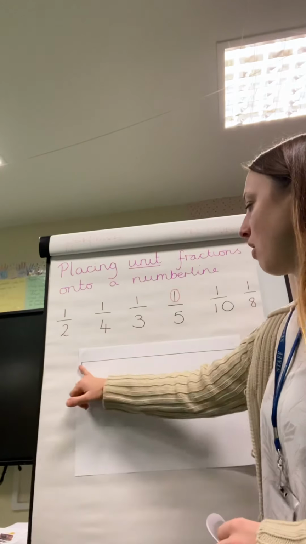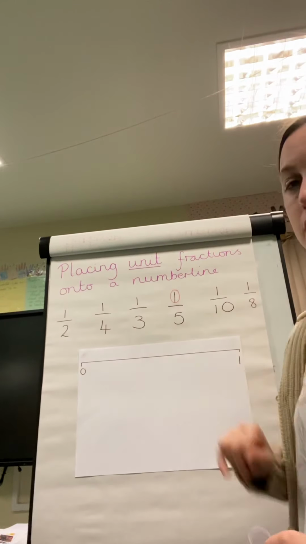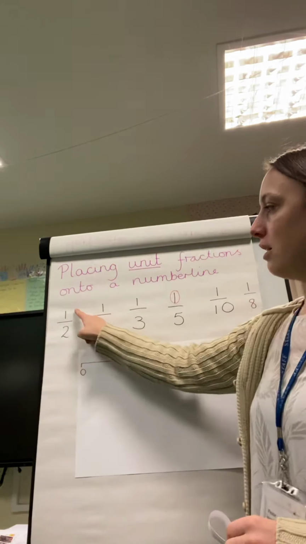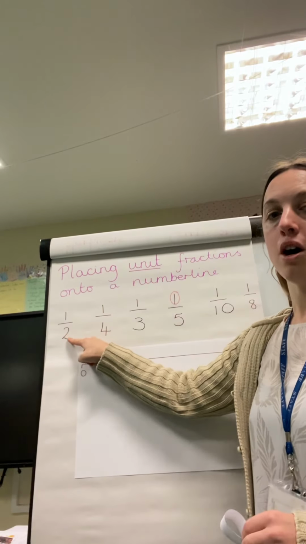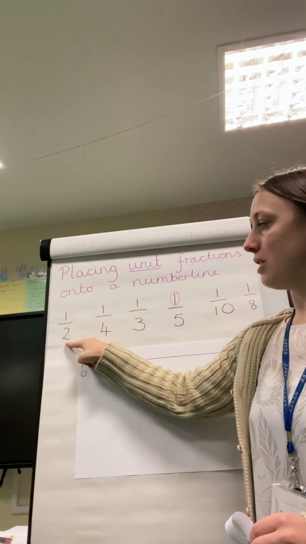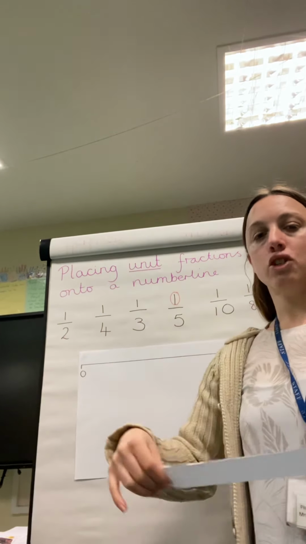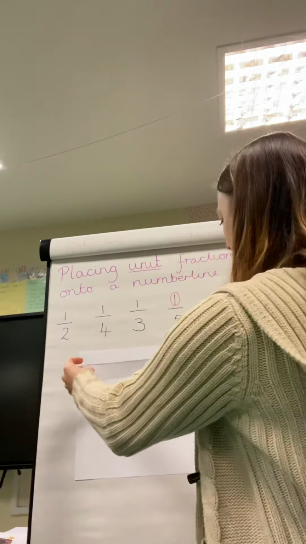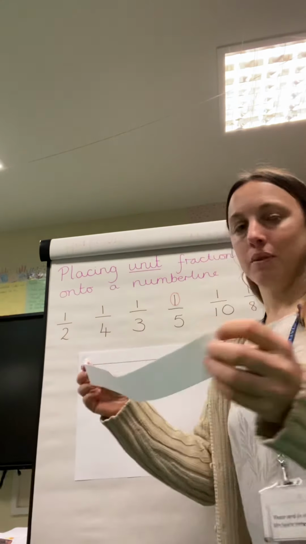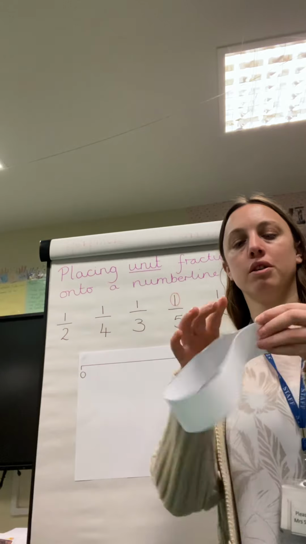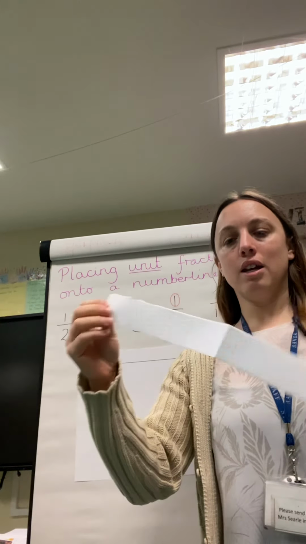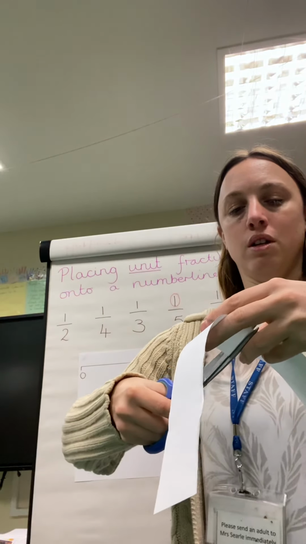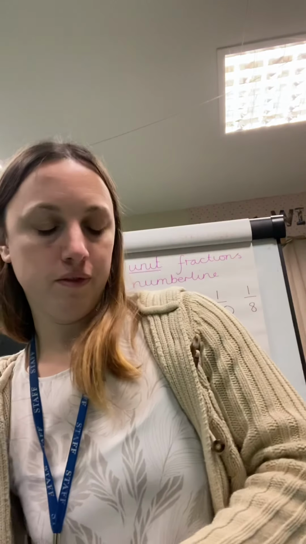So, if I want to find where half would be on my number line, I need to divide my whole amount into 2 equal parts. The denominator shows how many equal parts. So, I've got a strip of paper that's exactly the same length as my number line, and I'm going to fold it into 2 equal parts. So here's my fold. I'm actually going to cut my fold to show 1/2.